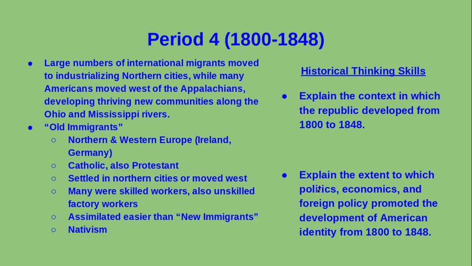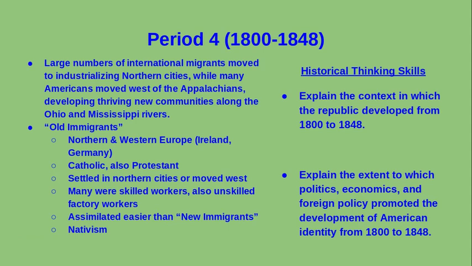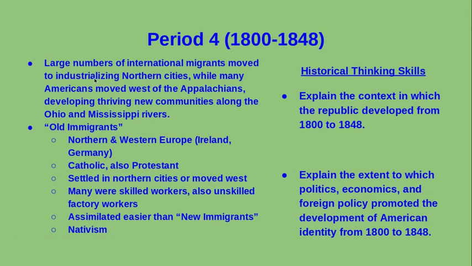In American politics, economy, foreign policy, in some way, shape, or form, develop this idea of what it means to be an American. And if you're going to do that, you have to address the question of what role in this new America do immigrants play. You've got tons of international migrants, meaning immigrants, coming into the United States, and they're primarily going to the northern cities that have factories. Others are moving west of the Appalachians.